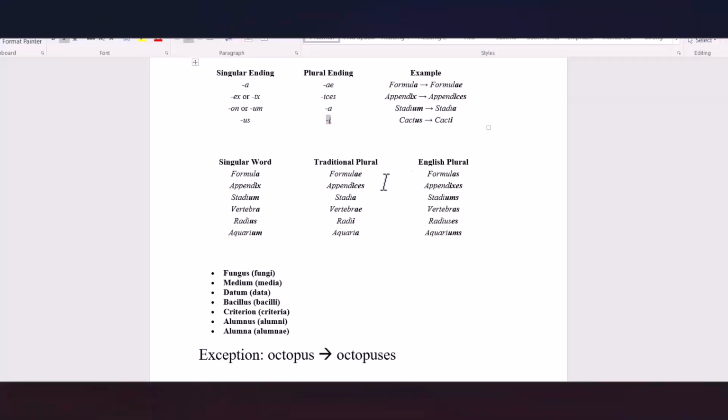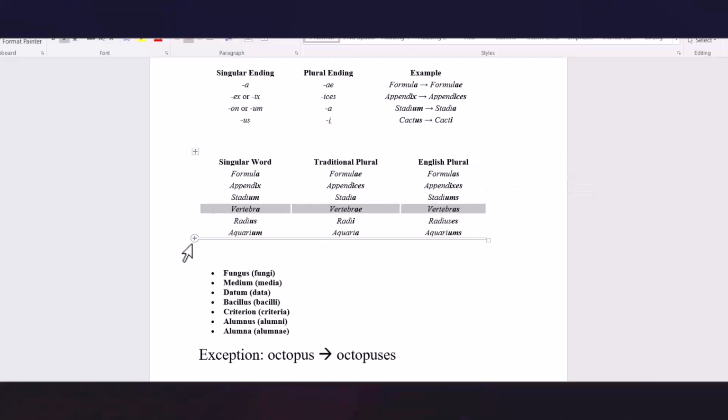However, English plural for these words is also acceptable. You may not follow this Latin plural, so you adopt an English plural. Like this case, formulae, formulas. Appendix, appendices, appendixes in English form. Stadium, stadia, stadiums. Vertebra, vertebrae, vertebras.